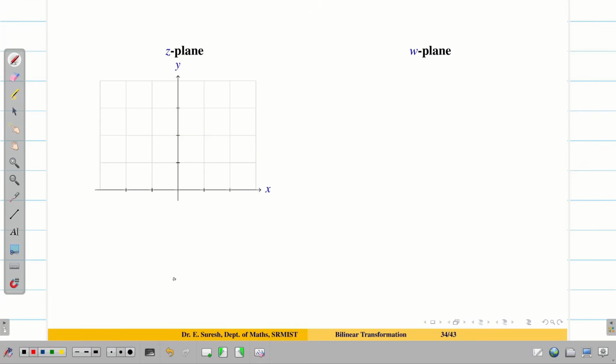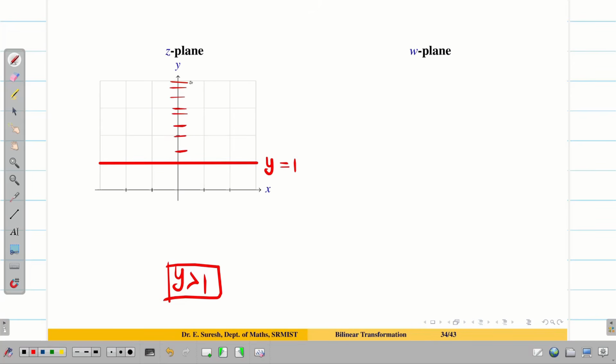At first we deal with z plane. We have y greater than 1. For this, first let us draw the line y equal to 1. This is the line y equal to 1 because it is parallel to x-axis. Y greater than 1 means we can see in the xy plane the values above the line y equal to 1 are always greater than 1. So I can just shade like this. The plane above the line y equal to 1 completely represents the equation y greater than 1.